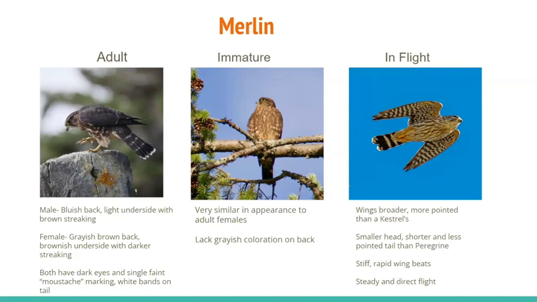So in flight, the wings are much broader than that of kestrel and also much more severely pointed. They tend to have a smaller head and a shorter, less pointed tail than that of a peregrine. And they have very stiff, rapid wing beats. And instead of, like we saw with the kestrel, being buffeted around by the wind, a merlin has very steady, direct, sustained flight. Like if you have a smaller falcon that just goes whipping by you in a straight line, then your bets are pretty good that was a merlin.